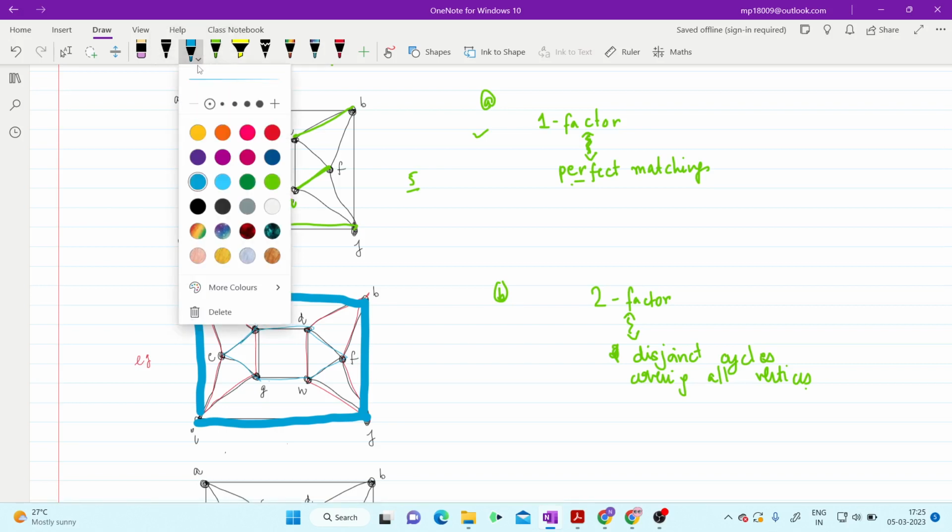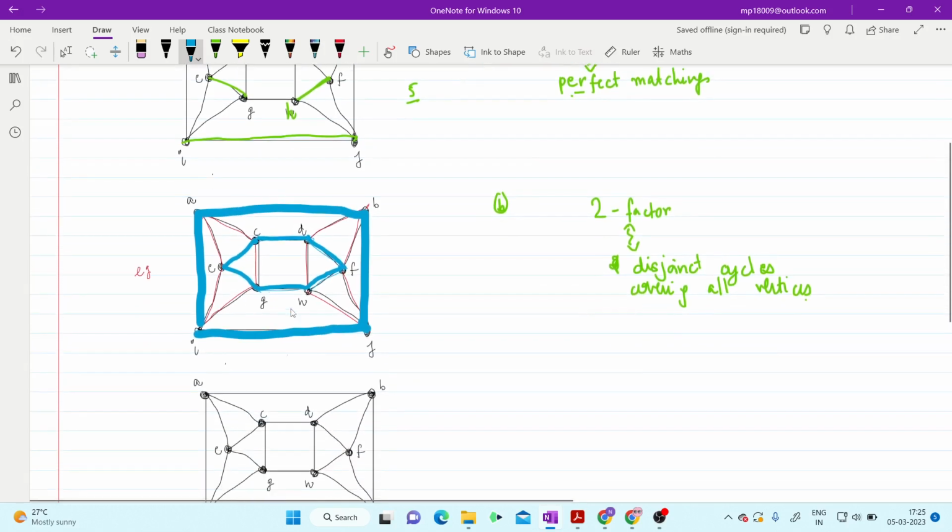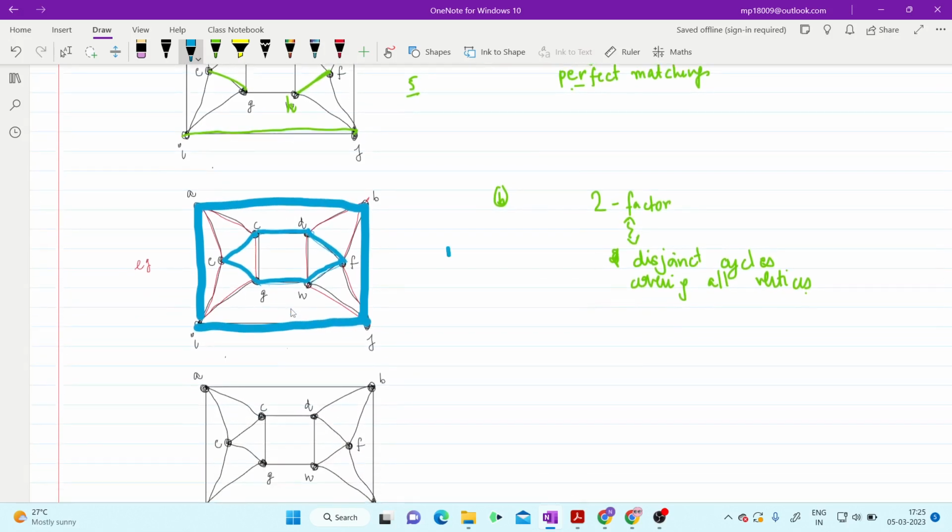Does everyone understand at least what a one factor and what two factors are? So we are getting two examples, and there are many more. Red and blue are two factors.